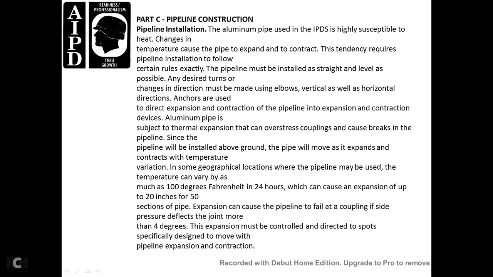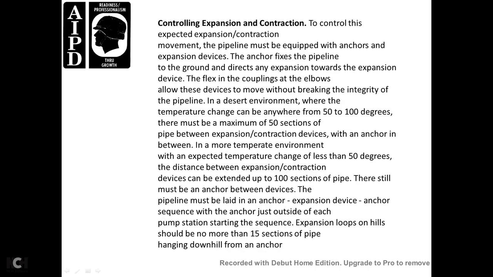Expansion can cause the pipeline to fail at a coupling if the side pressure deflects the joint more than 40 degrees. The expansion must be controlled with devices specifically designed to move with the pipeline's expansion and contraction. Controlling expansion and contraction: to control the expected expansion and contraction movement, the pipeline must be equipped with anchors and expansion devices. The anchor fixes the pipeline to the ground and directs the expansion toward the expansion device. The flex couplings and elbows allow the device to move without breaking the integrity of the pipeline.